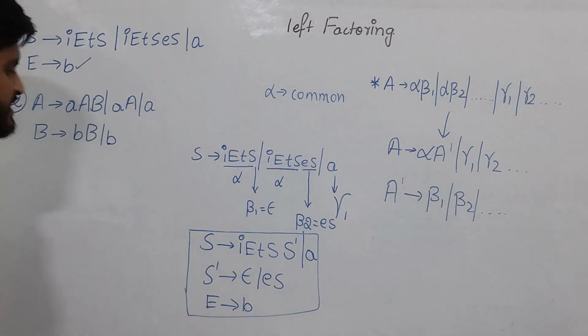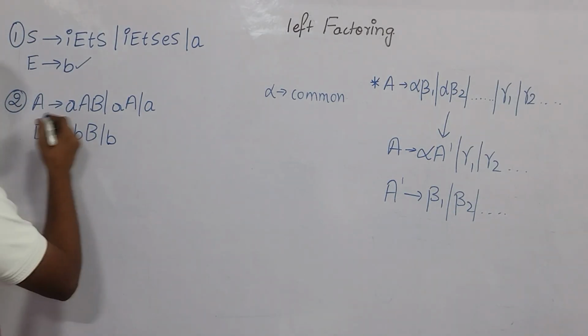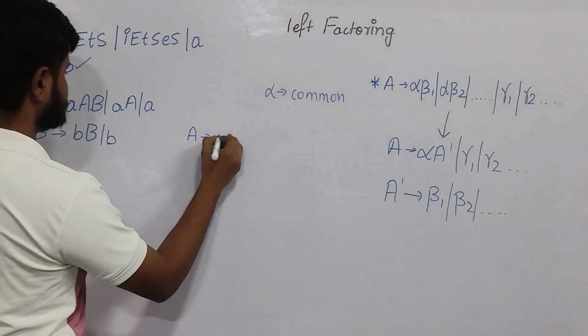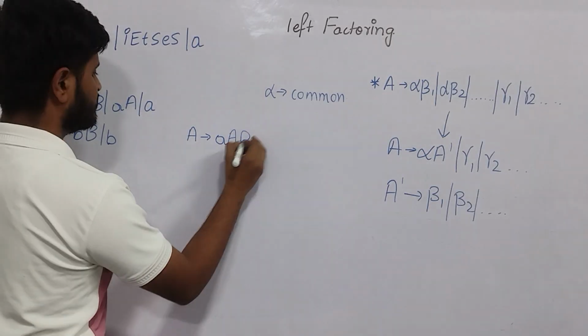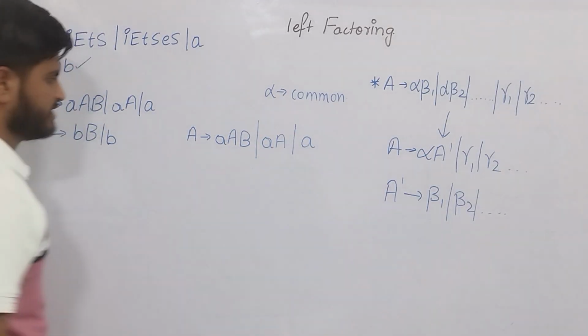So this is the final answer. Now let's move on to the second question, so you will get the concept more easily. In the second question, the first one is A producing small letter a a B slash small letter a a slash small letter a.